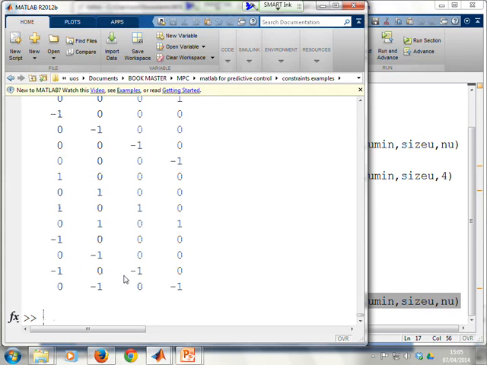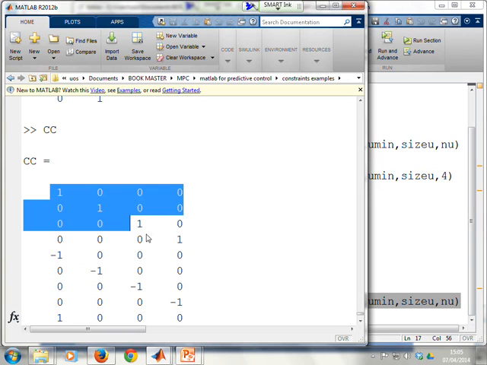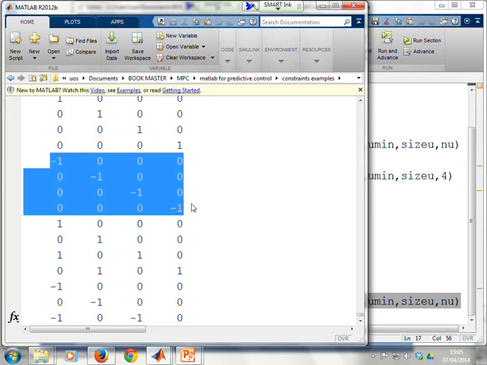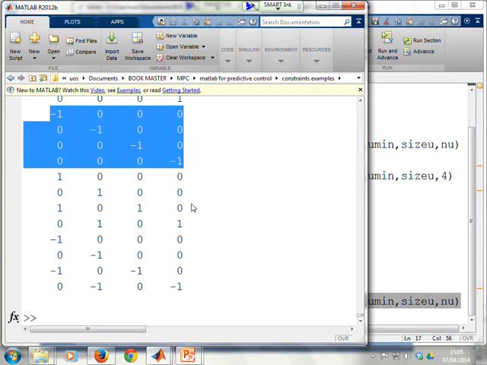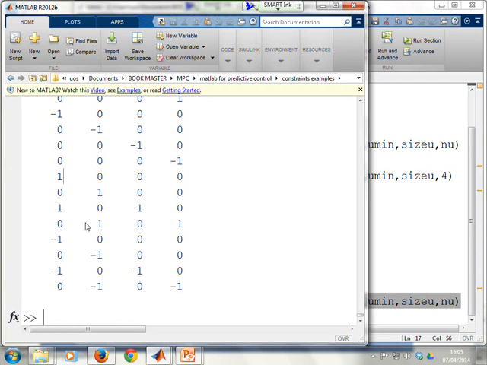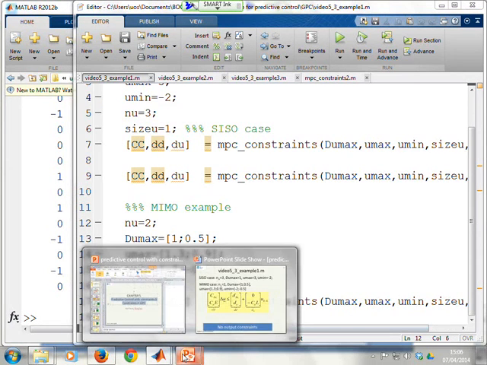If you look at CC, which would be quite large, and here I've just taken NU equals 2 to keep things visible, you see upper rate constraints, we've got 2 identities there. Lower rate constraints, 2 minus identities, and then if you look carefully at this matrix here, you'll see it's a sort of a block lower triangle of identities. So you've got an identity there, and an identity here, and so on. So the structure follows, but what you can do is look at these files in your own time and check that it makes sense.